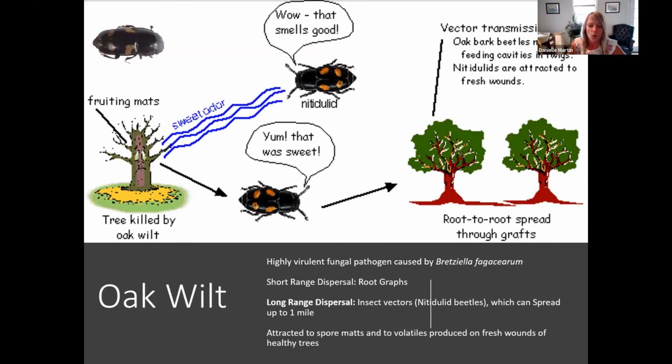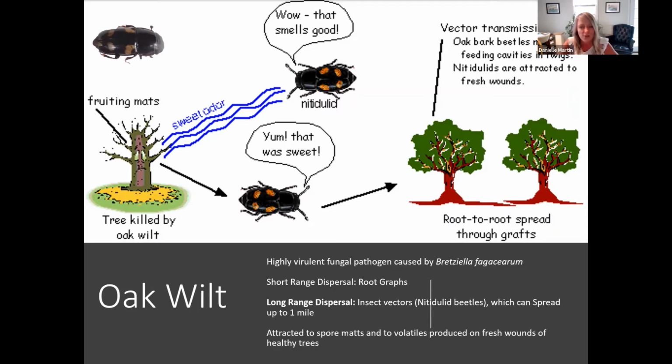So I'm going to move on to oak wilt. We also expect to see a higher incidence of oak wilt. Oak wilt is a highly lethal fungal pathogen affecting mainly members of the red oak family. However, it can also affect white oaks.